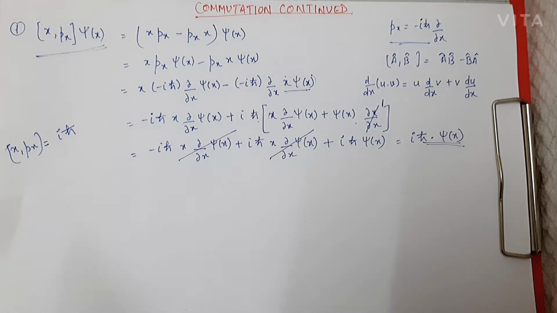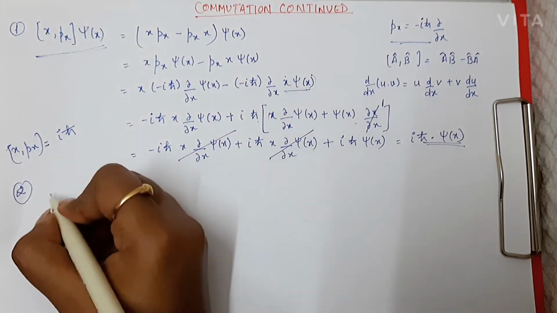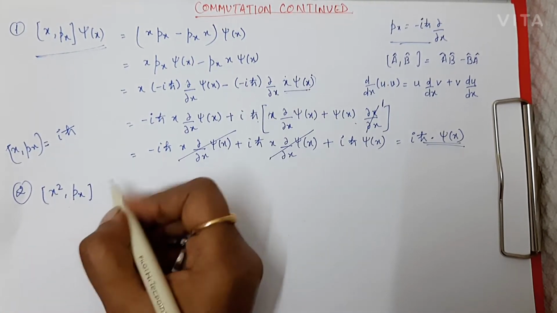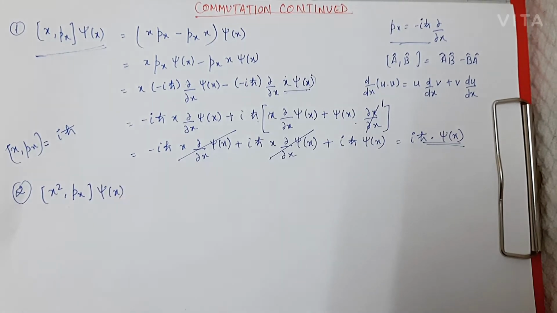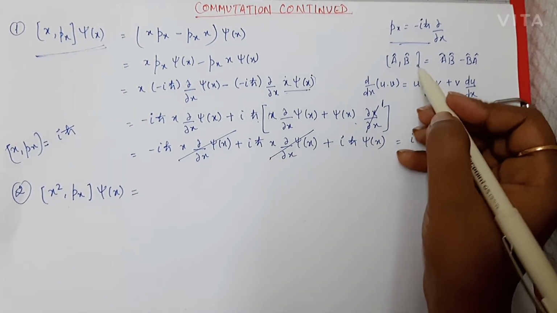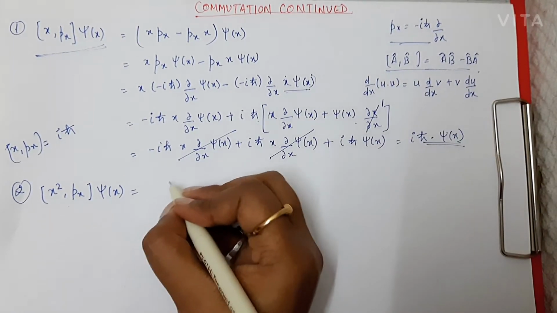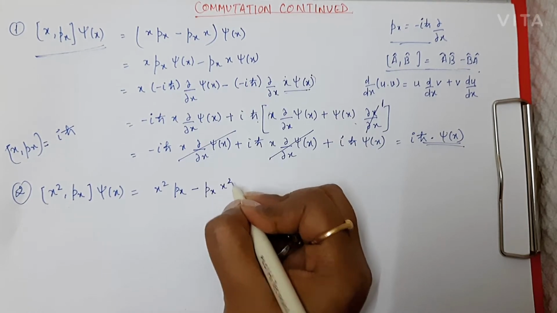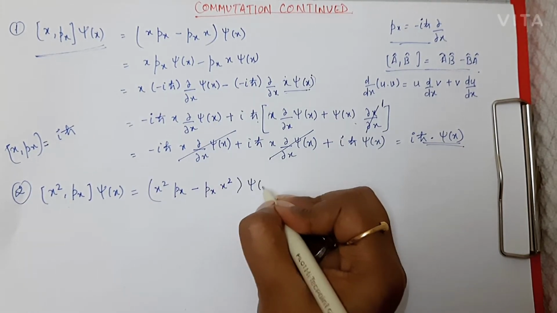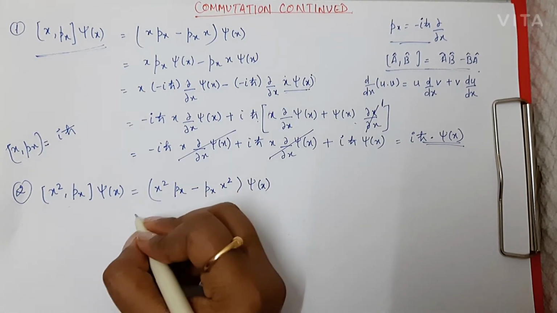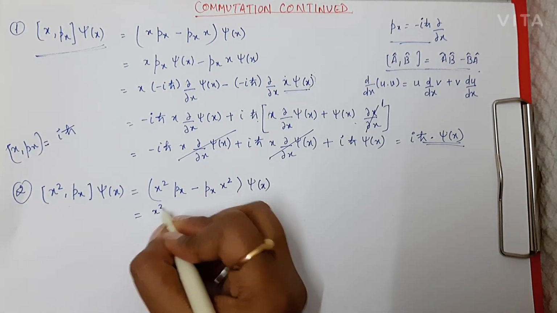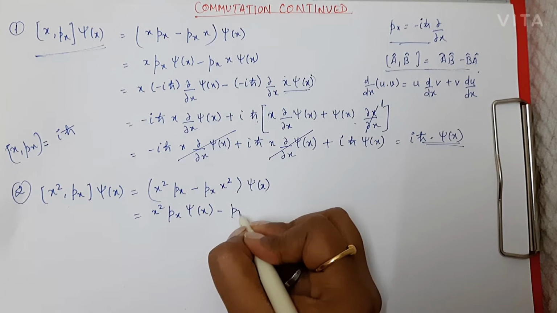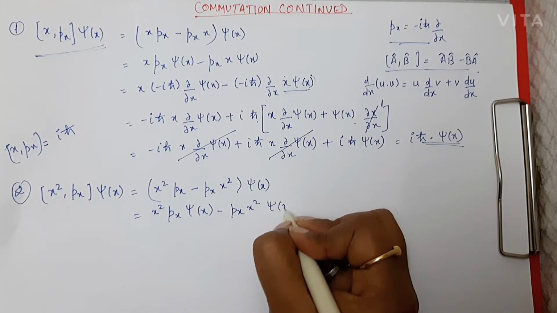Now we'll solve one more numerical, that is we have to find the commutation for x square and px. So again it will be operated on a function psi x, again using the formula AB minus BA. So it will be AB minus BA multiplied by function psi x. Now we'll multiply psi x inside, so it will be x square px multiplied by psi x minus px x square multiplied by psi x.